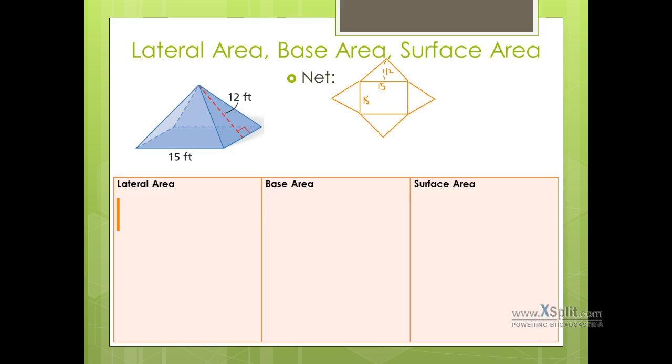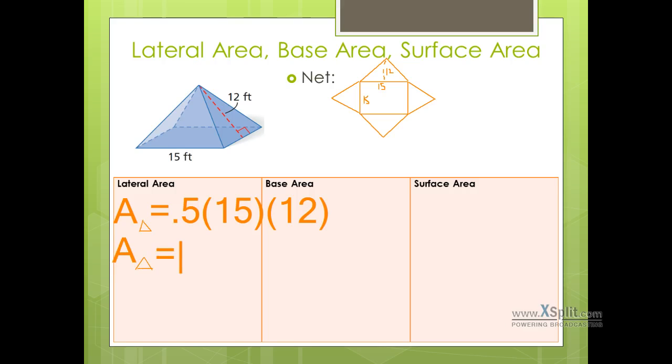Lateral area now. Well, let's find the area of just a single triangle first. That's 1/2 base times height, so 0.5 times base of 15 times height of 12. All right, we can put that into our calculator here. 1/2 of 15 times 12 is 90. So we know that the area of a single triangle is 90 feet squared.